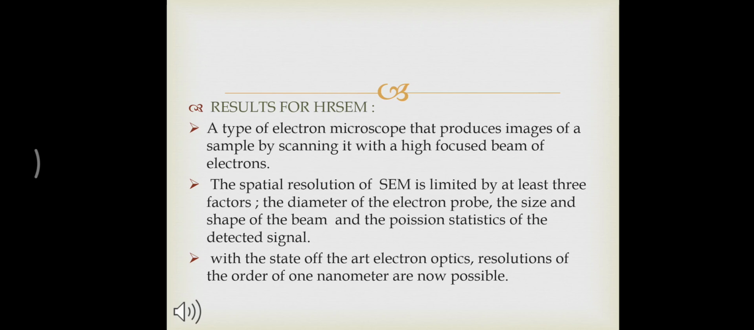Results for HRSEM. A type of electron microscope that produces images of a sample by scanning it with a highly focused beam of electrons. The spatial resolution of SEM is limited by at least three factors: the diameter of the electron probe, the size and shape of the beam, and the position statistics of the detected signal. With state-of-the-art electron optics, resolutions of the order of a nanometer are now possible.